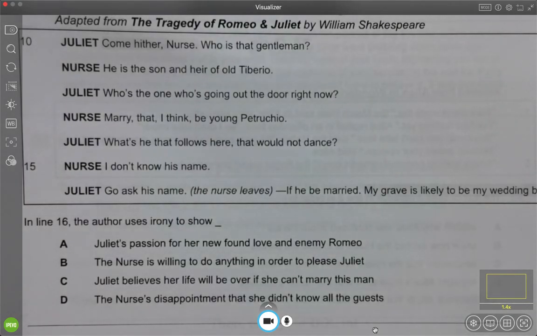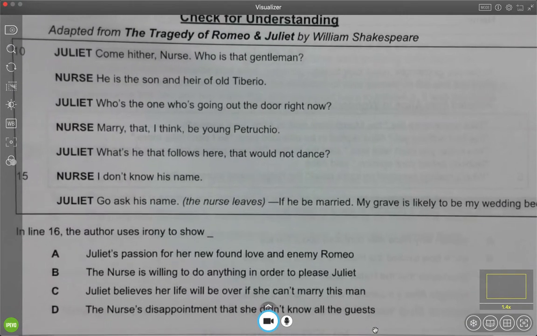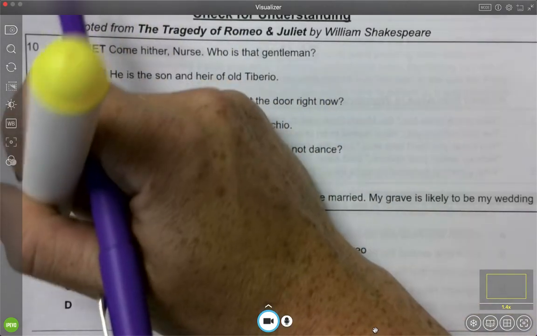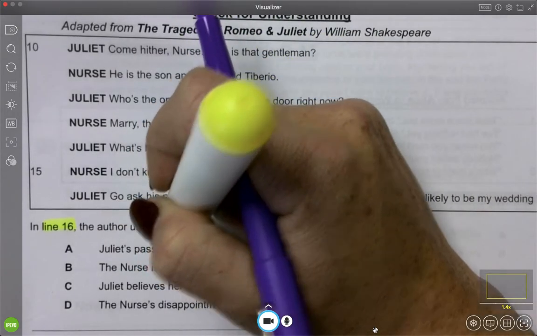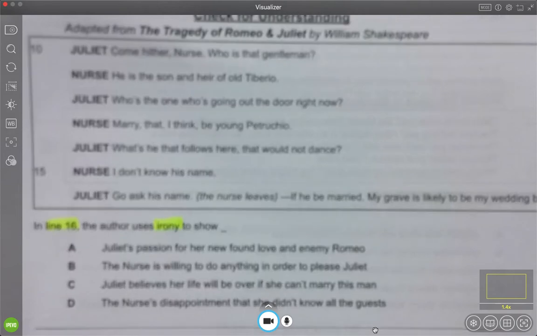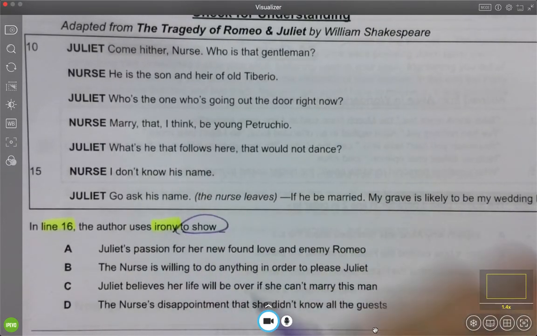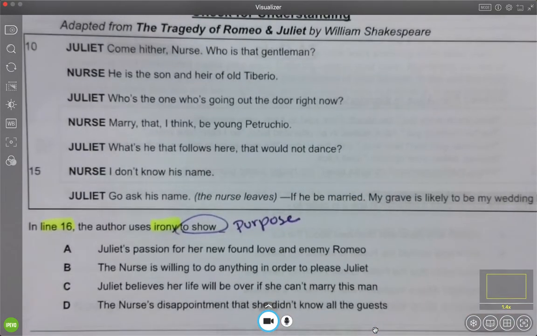All right, welcome back. Hopefully, you have already answered the question and marked it up the way you were supposed to. If you did that, you should have the line 16 highlighted for your where and irony highlighted for your what. You should have also noticed that the words "to show" mean that you are looking for purpose.